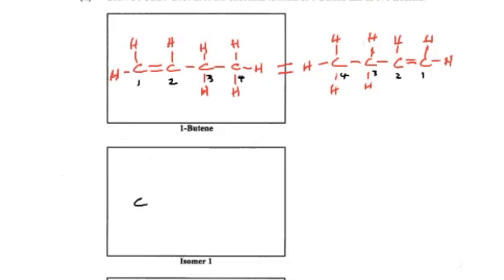So let's get red again. 1, 2. The good thing about this one, whichever end you count from, it's still at carbon 2. Any end you count from, it's at carbon 2. So if we put the carbon-carbon double bond right there, we have the same molecular formula of C4H8. We have that.